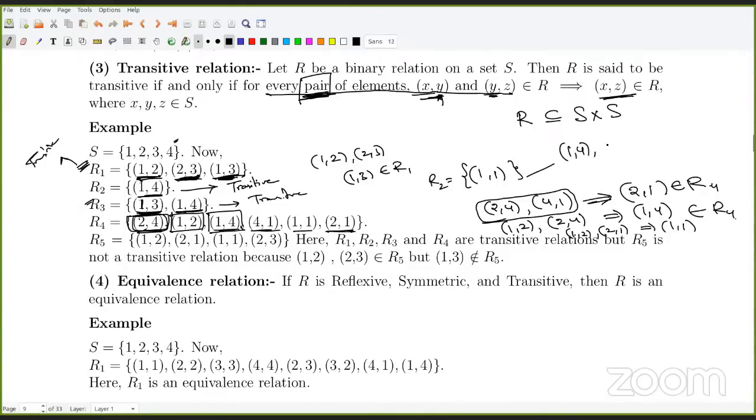So once I have 1 comma 4, I need to pick one more element which starts with 4. There is one more element which starts with 4, which is 4 comma 1. So with respect to this pair of elements, we need to have 1 comma 1 in R4. There is 1 comma 1, so with respect to 1 comma 4 also it is transitive. Similarly check for 4 comma 1: 4 comma 1, 1 comma 1, 4 comma 1. So 4 comma 1 is there. And similarly 4 comma 1, 1 comma 2. With respect to this, 4 comma 2 should be there.